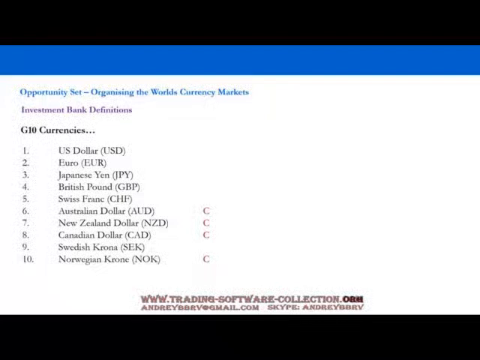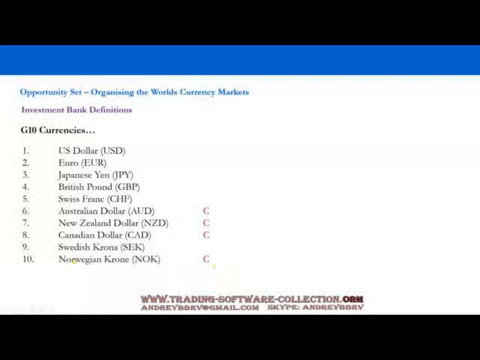So what you're going to find with investment banks, retail brokers, and media is that currencies will be grouped very much dependent on the size of the currency. What do we mean by the size of the currency? The amount of volume that trades per day, the most popular currencies. So the first definition you're going to see is the G10, the group of 10 currencies. And what we've got here is the classic definition of G10, which is the US dollar, euro, Japanese yen, British pound, Swiss franc, Australian dollar, New Zealand dollar, Canadian dollar, Swedish krona, and Norwegian krona.